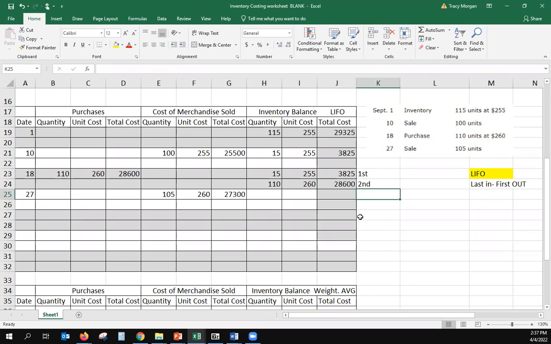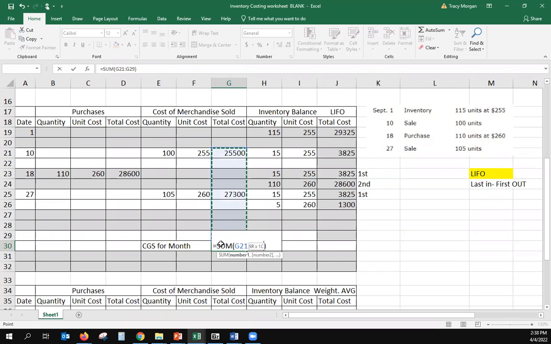Out of my first layer of inventory, I still have 15 units that cost me $255. And out of my second layer of inventory, I have 5 of those left that cost me $260. Then I'll multiply those out to get my ending inventory on that day. So, cost of goods sold for the month is, I'm going to add all this up here. And then my ending inventory for the month.